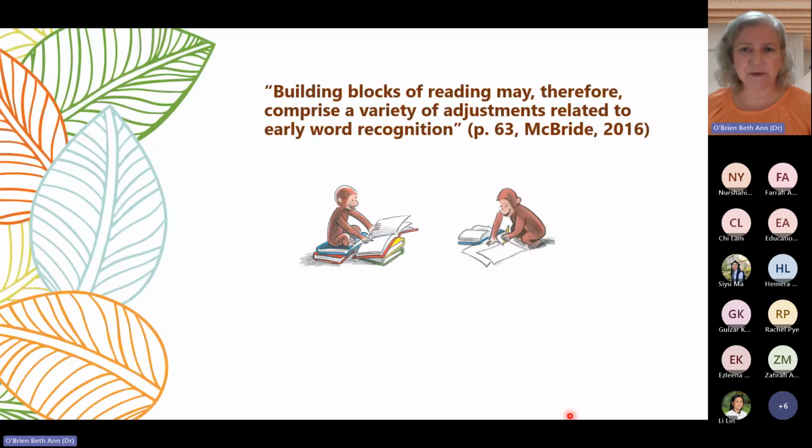And so this is summarized nicely in Catherine McBride's book, where she states, the building blocks of reading may, therefore, comprise a variety of adjustments related to easy or early word recognition.